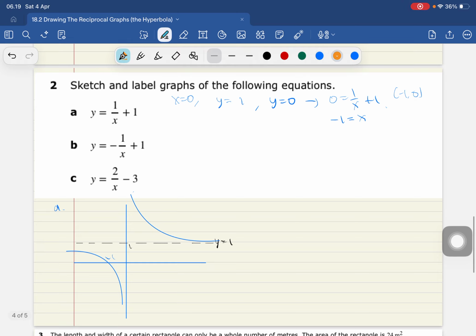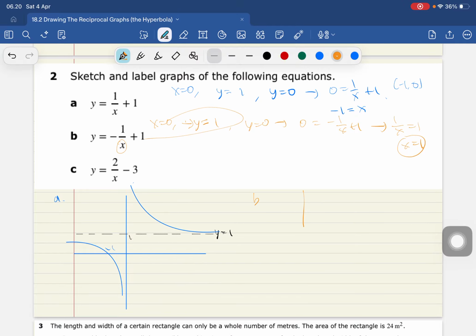Next for B. Let's do the same thing. So let's find the y asymptote, x equal to 0. We can just substitute here, so we got the value of y equal to 1. Do they intersect the x or y intercept? So make y equal to 0. So we substitute 0 equal to negative 1 over x plus 1. So here 1 over x equal to 1, so x equal to 1. Okay, we got it here. The important points are for B.